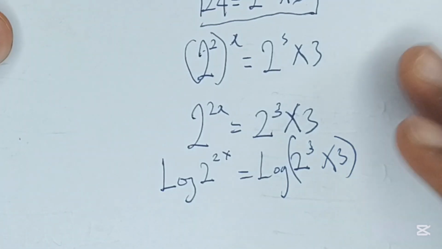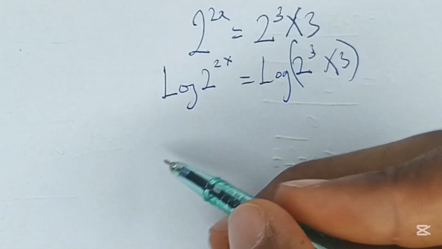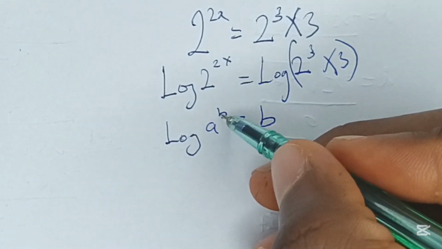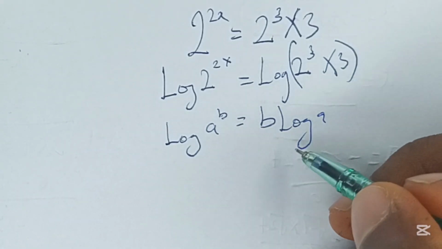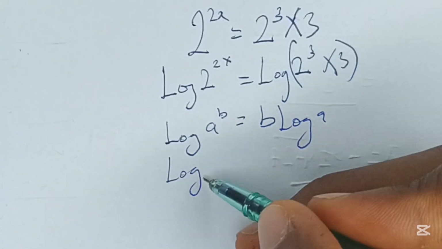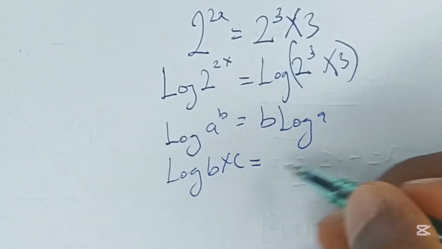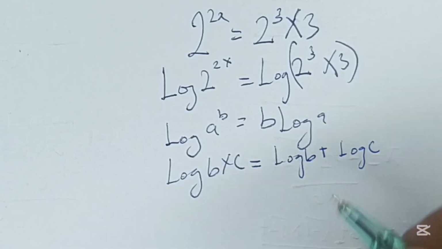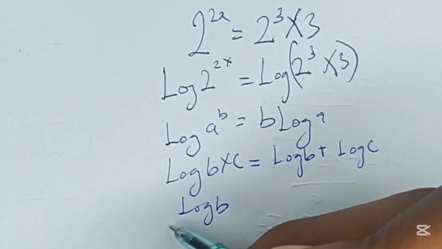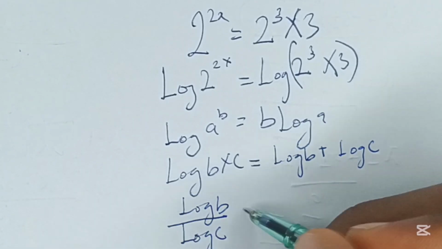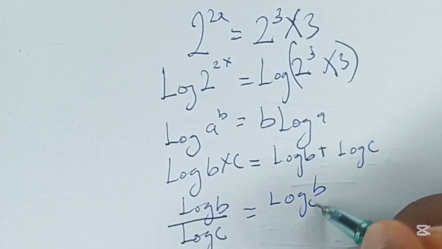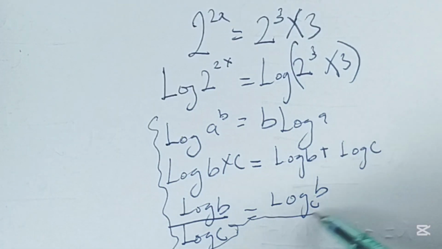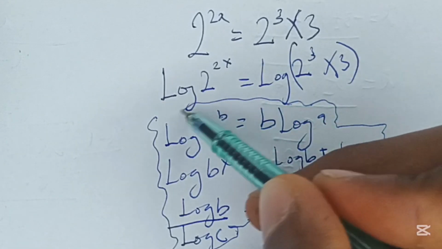Now there are laws of logarithm I will state and then we go ahead. So quickly, the first law I will state is that logarithm of a to the power b is equal to, you multiply b by the logarithm of a. Another law is that logarithm of b times c is equal to logarithm of b plus logarithm of c. And the third law will be that logarithm of b divided by logarithm of c is equal to logarithm of b in the base of c. Okay, we're going to apply these three laws in getting the final answer of this our question.